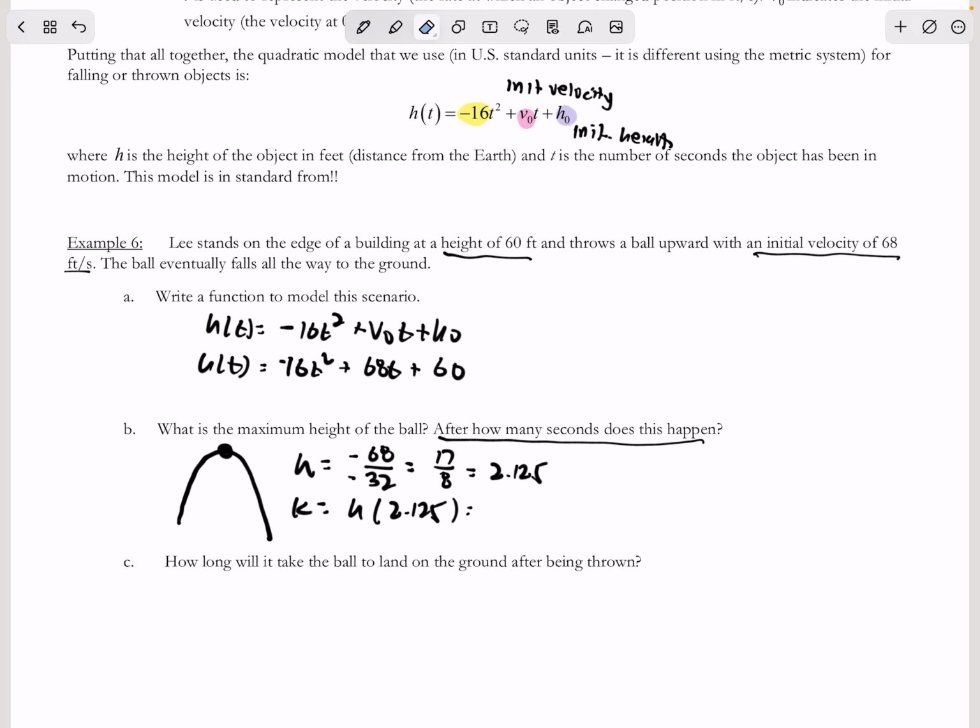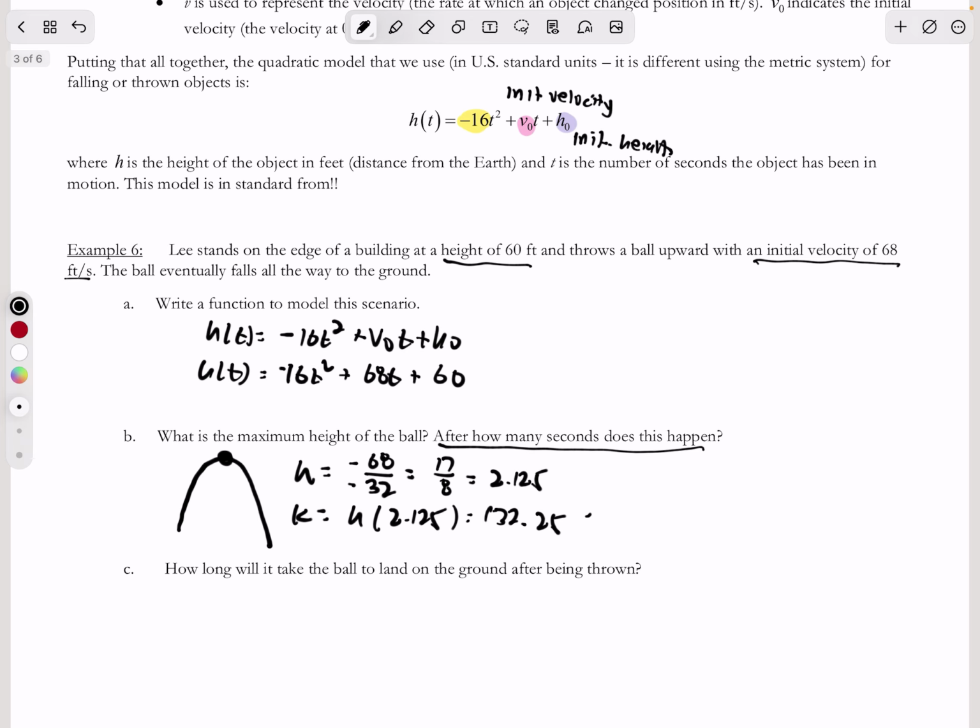Negative 16 times 2.125 squared. All right, got it. Plus 68 times 2.125 plus 60. Yeah, I remember that answer from class. You get 132.25.